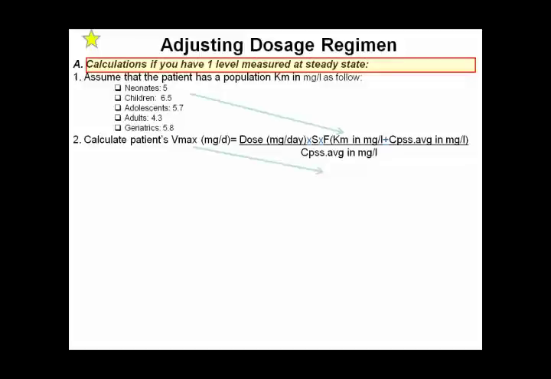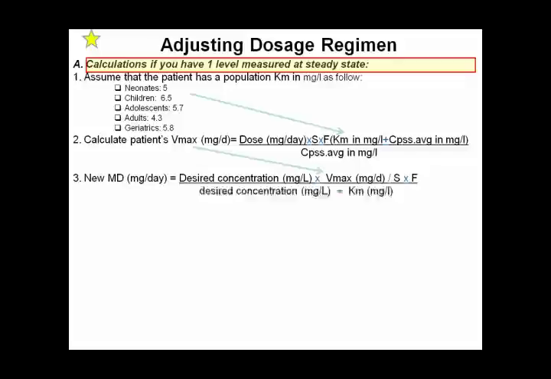Okay, if children, we assume it's 6.5. Then we plug this Km into the Vmax equation to calculate the Vmax based on this Km of the population and the current dose and the current blood level that is achieved by the current dose. Once we know the Vmax for the patient and we use the population Km, then we calculate the maintenance dose that is needed to achieve the desired concentration that we want to have.